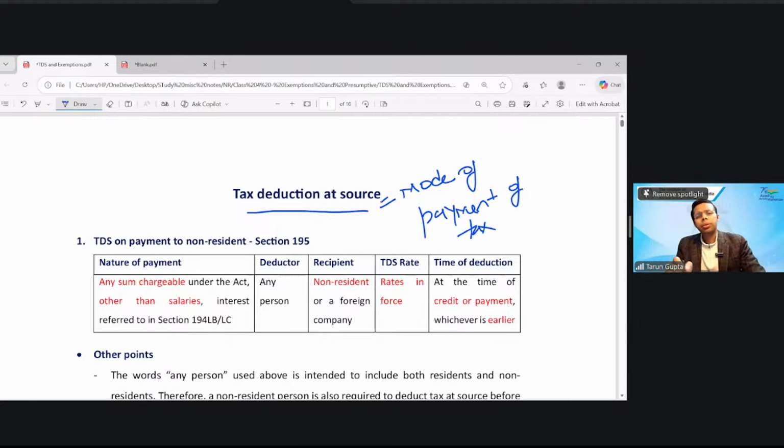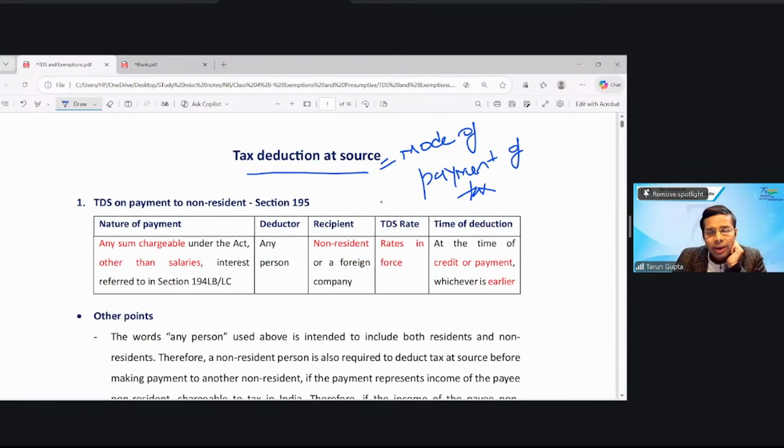I'm discussing this because a very fundamental question arises from this. If a particular payment is not liable to tax, is not chargeable to tax, is not taxable, can TDS be applied on such income? This is a very fundamental question. We will answer this as we study today in our class. So, in case of non-residents, this is actually the fundamental of the TDS provision.